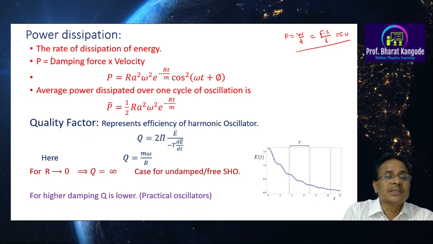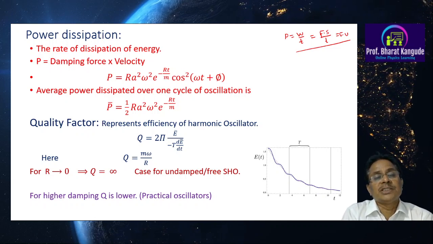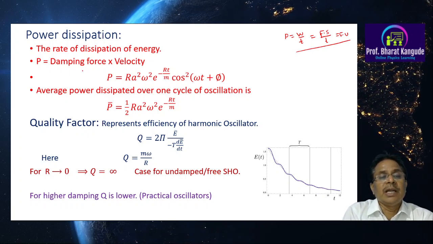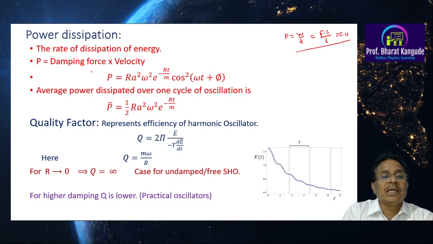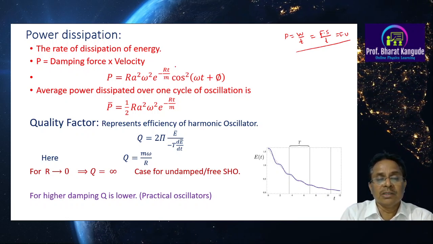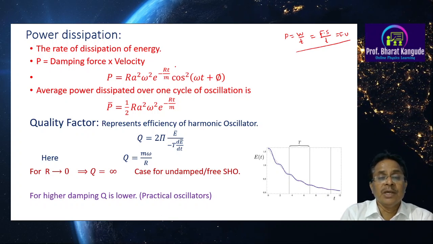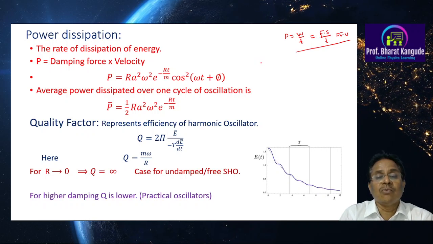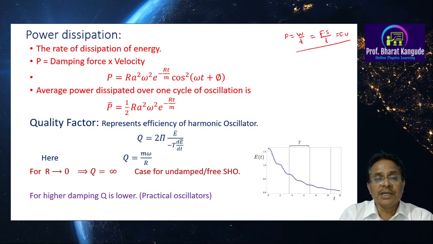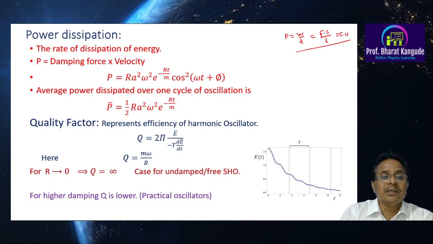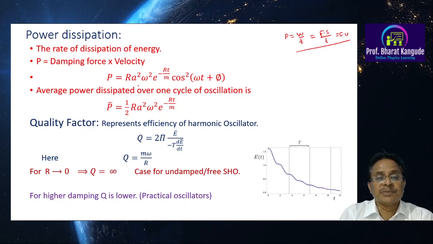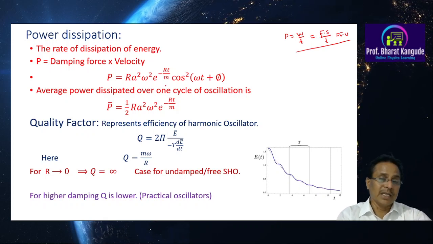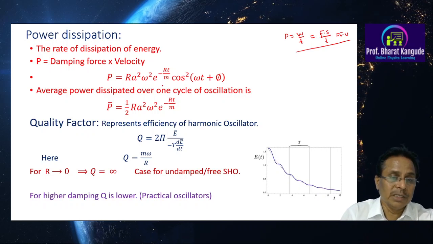So in this case, we are supposed to calculate the rate of dissipation of energy. For that we have to go for this P. P is given by damping force into velocity, calculated using the displacement expression from earlier: e raised to minus rt upon 2m into sine of omega t plus phi. Differentiating it once, we get velocity, and the damping force we get as r times a square omega square into e raised to minus rt upon m into cos square of omega t plus phi.